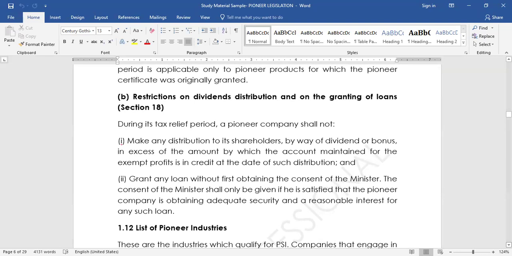So you may be asked, what is the treatment of dividends under pioneer incentive? You need to let them know that dividend paid by a pioneer company out of pioneer profits is exempted from withholding tax in the hand of the recipient. However, when a company declares a dividend that is more than the pioneer profit during the pioneer period, such excess dividend declared by the company will be subjected to withholding tax in the hand of recipients.